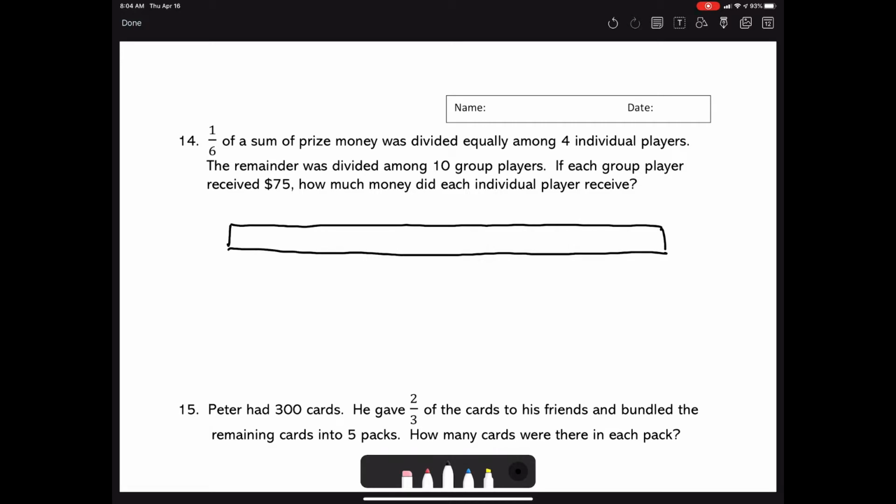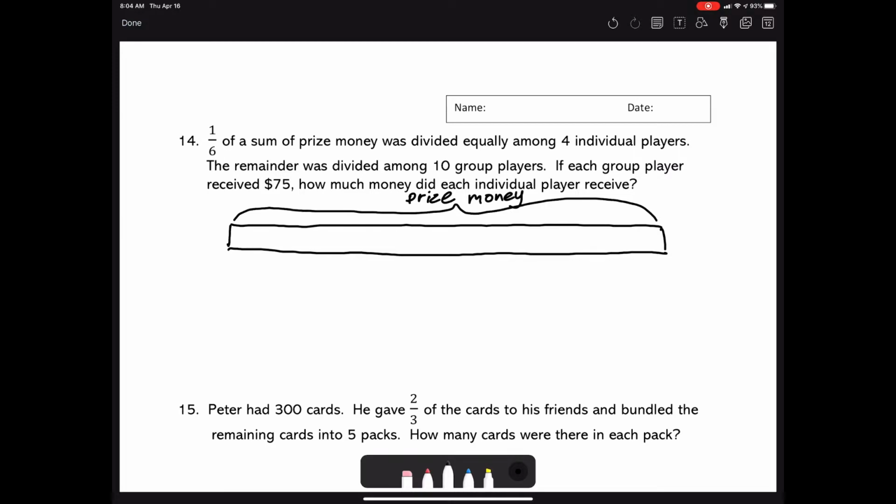Now, one thing that's important to do when you're making bar models is to label them. That way you know where everything is going. So I'm going to label this prize money.